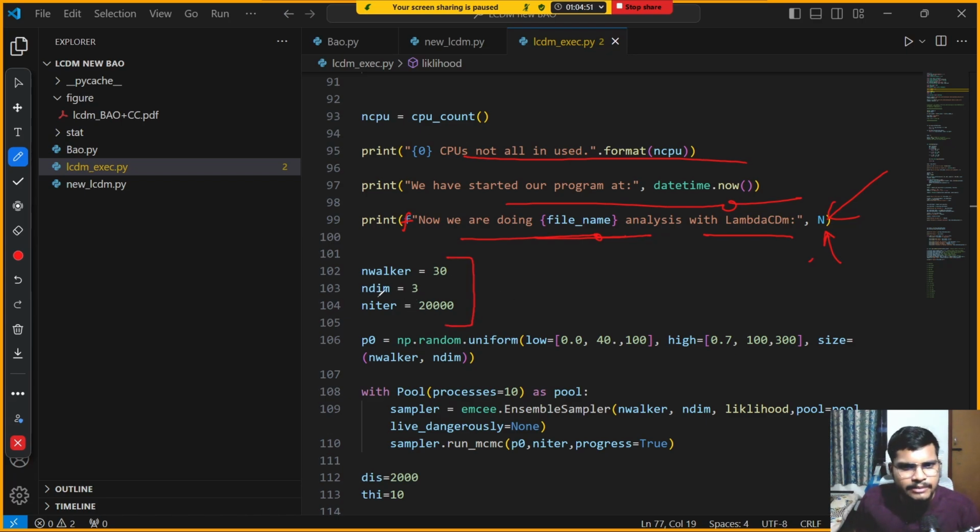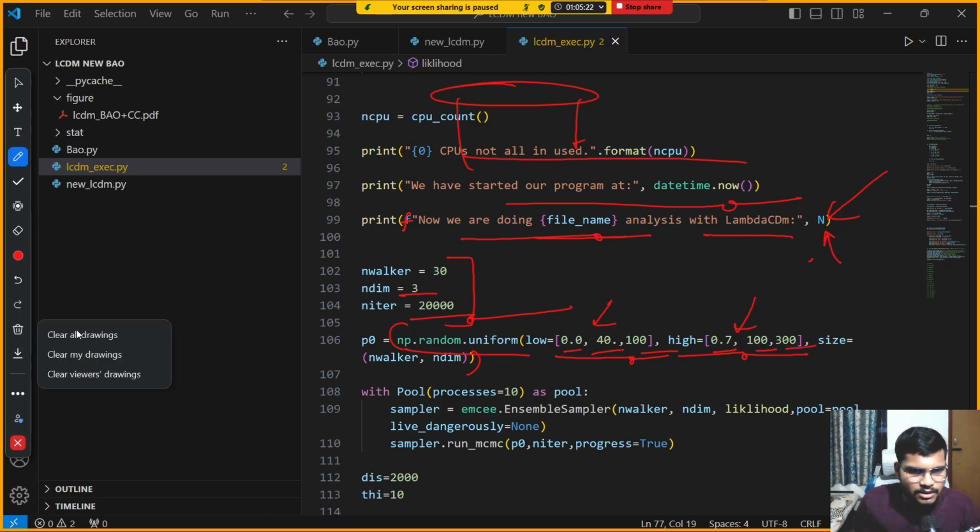N workers is important in Emcee, then n dimension, and n iteration is 20,000. Now I am uniformly initializing my Emcee. There is a probability of producing all those things. You can see low and high, because these are just like that, no use. The use is the log over here, the constant that we have put over here. So I'm saying 0 to 0.7, 40 to 100, 100 to 300, and randomize it.